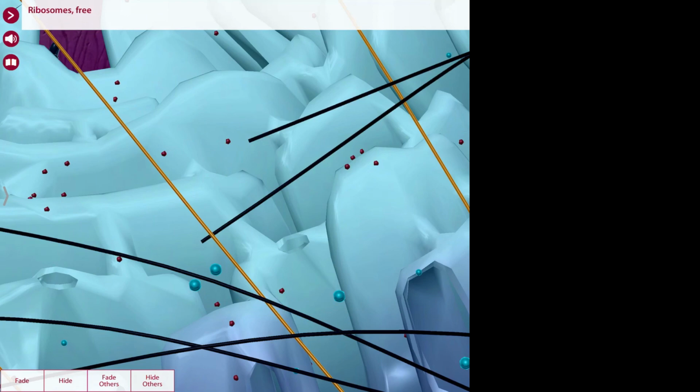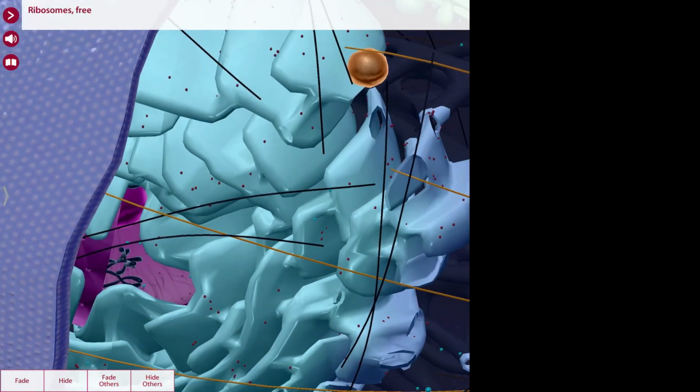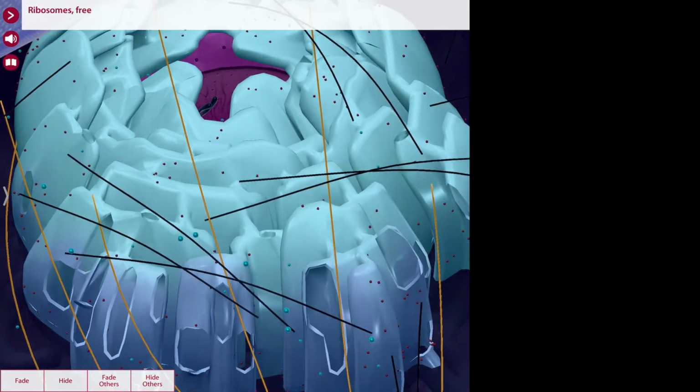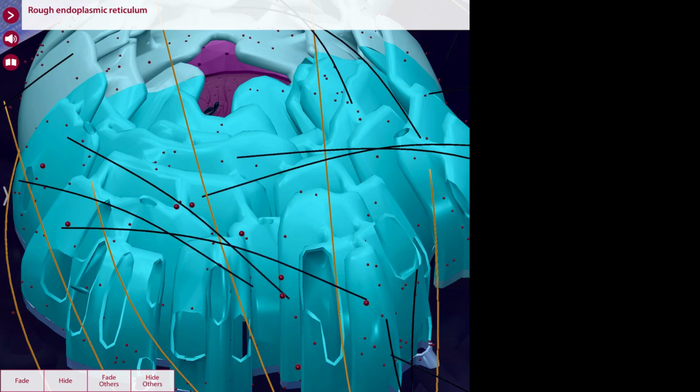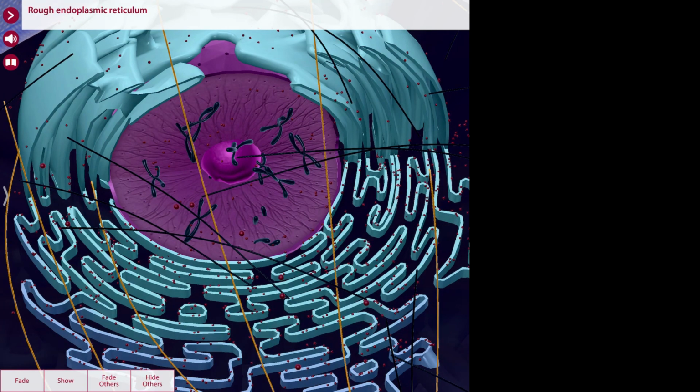Those ribosomes, remember, are where that mRNA feeds in and is used to make proteins. The same happens in the rough endoplasmic reticulum. It's used to synthesize proteins. And these proteins can be channels, they can be enzymes, they can be all manner of things.